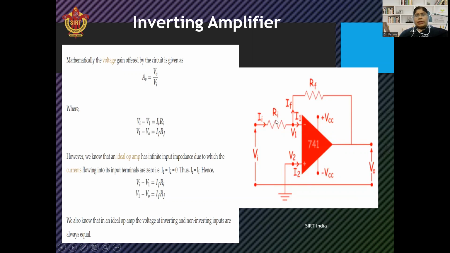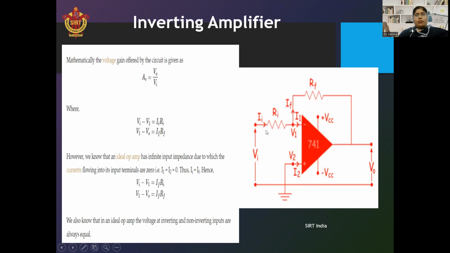This current Ii is divided into two paths, I1 and IF. So Ii is equal to I1 plus IF. This I1 is flowing inside the op-amp, but the input resistance of the op-amp is very high. So this current I1 is a negligible current. Most of the current will flow through the feedback path, that is IF. So Ii is approximately equal to IF, where I1 is approximately equal to 0. So I can put Ii equal to IF.